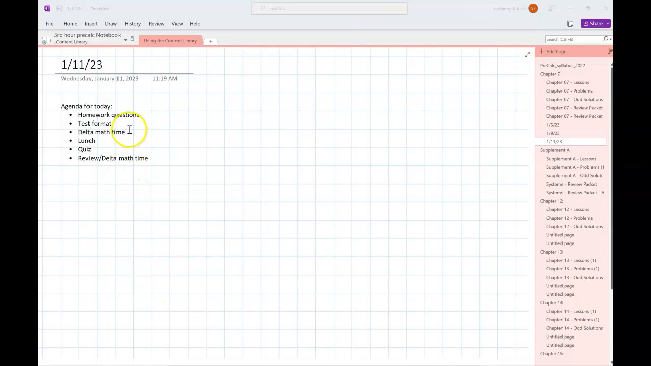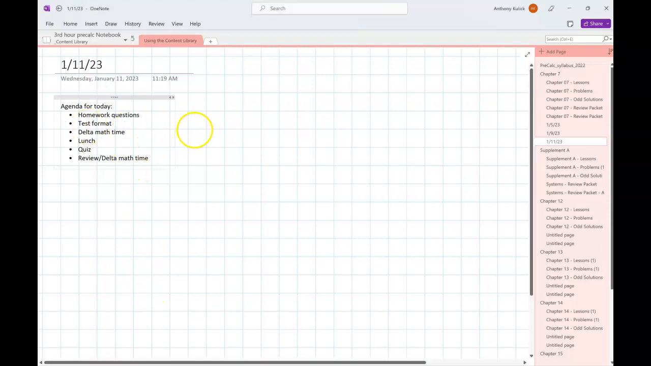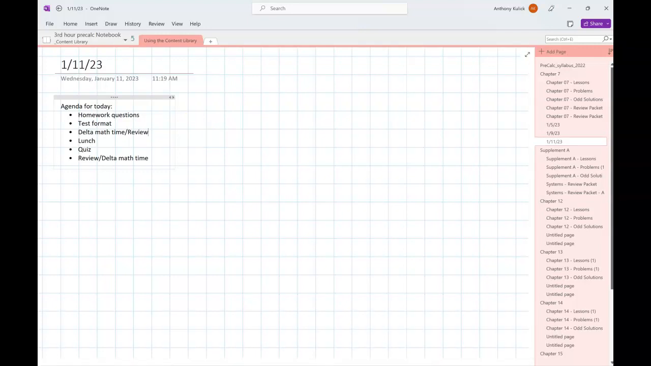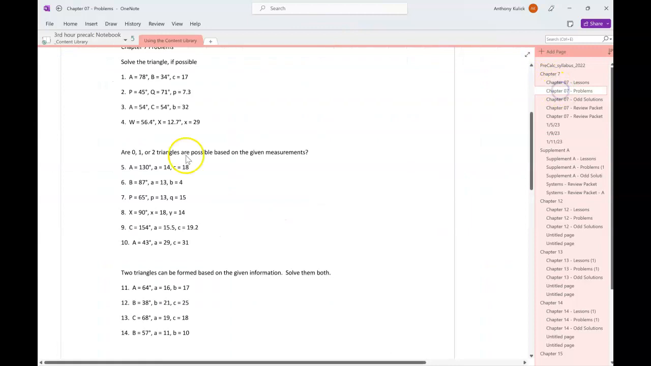I noticed that a couple of people have started their Delta Math, so it's conceivable they finished that before lunch, in which case you could start on the review if you've already started and you're finished. Caden? Absolutely. So let's start with questions from the homework.